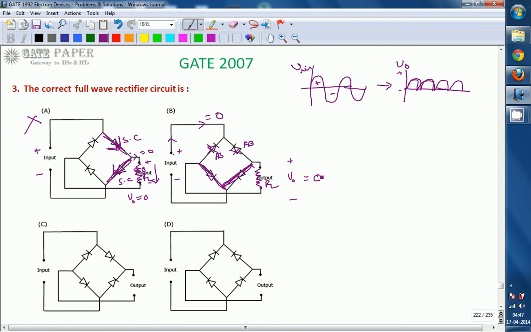Okay, so in this case both upper diodes are under reverse bias, so there is no chance of getting current through both the diodes. So option B is also wrong. Come to option C.